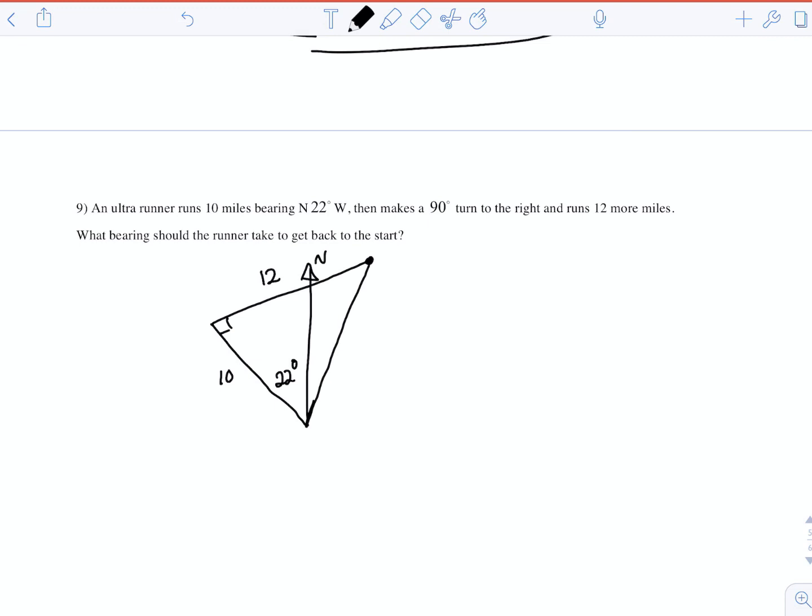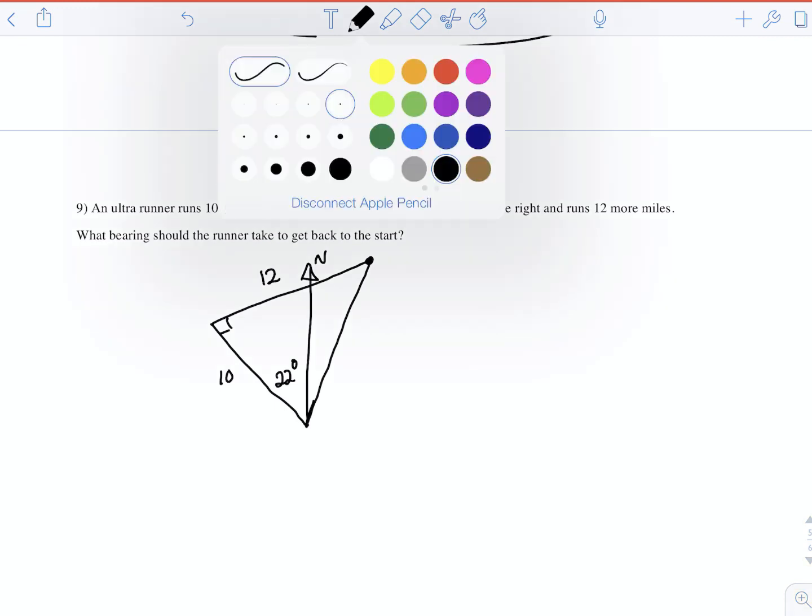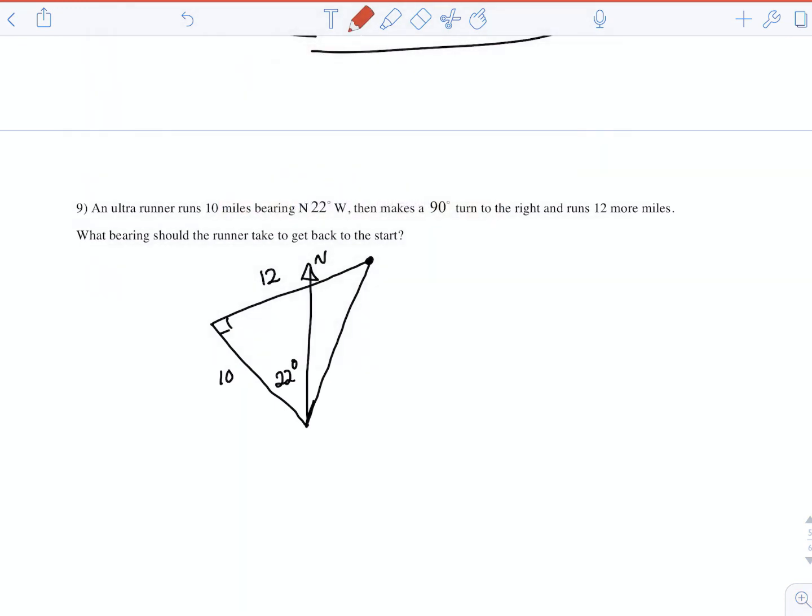Well, before I start talking about bearing, what I should do is say, how much is this angle right here, theta? So if you look at the whole picture, this is the opposite side, and this is the adjacent. So that means I could use tangent. So tangent of theta is equal to 10 over 12, opposite over adjacent, and then take tangent inverse of 10 over 12.